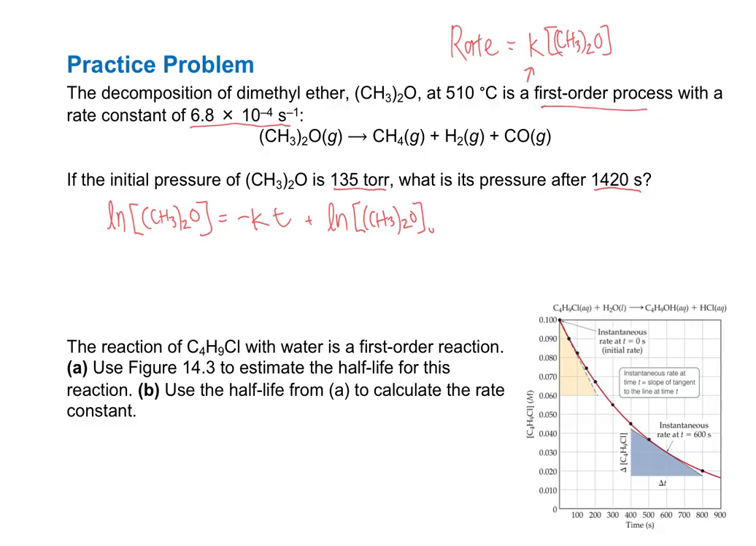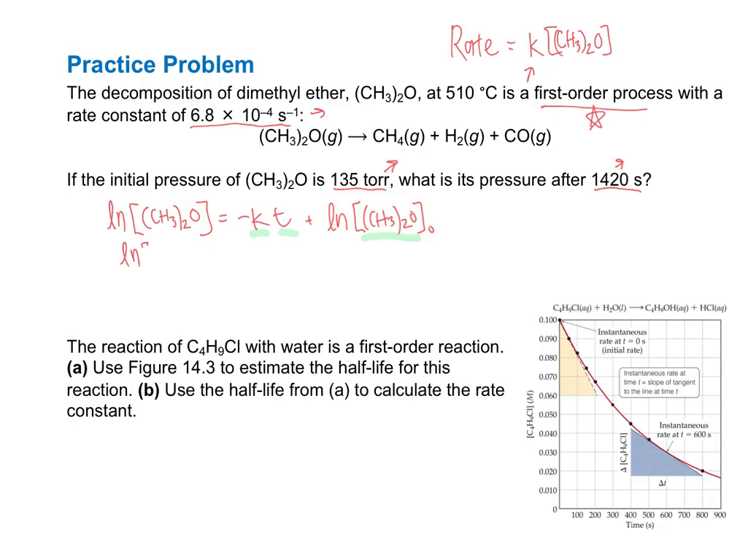All right, so the key takeaway here was that it told us it was first order, so we knew that we could use this natural log function. So we are given the initial concentration or initial pressure, we're also given a time, and we're given a rate constant. So here's the rate constant, here's the time, and here's the initial concentration. So let's plug into that.